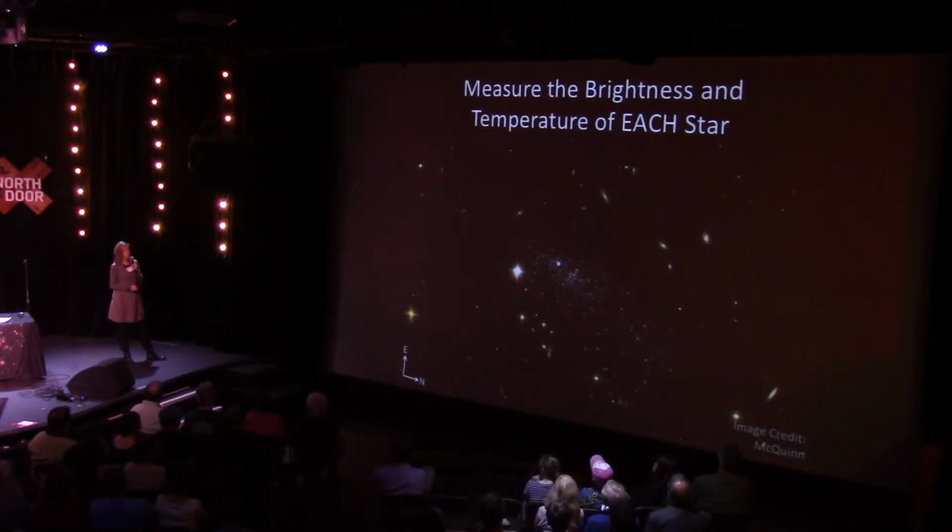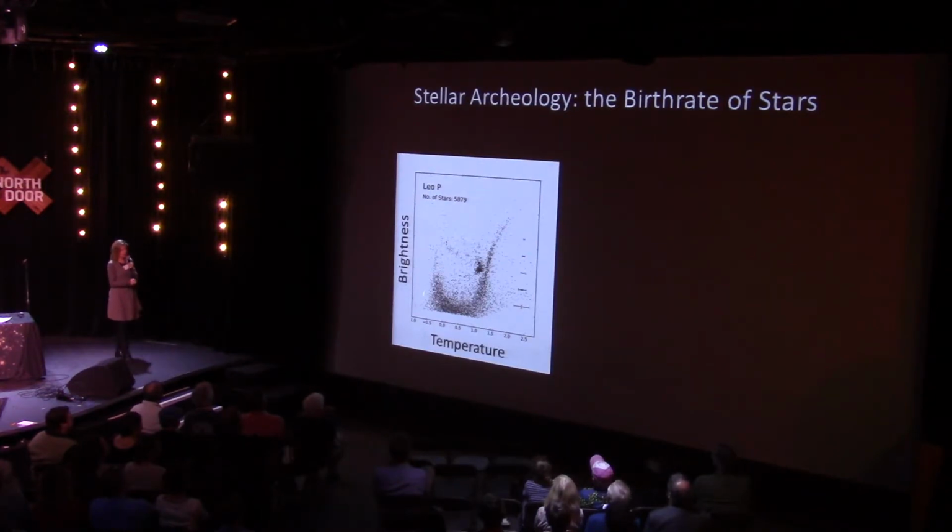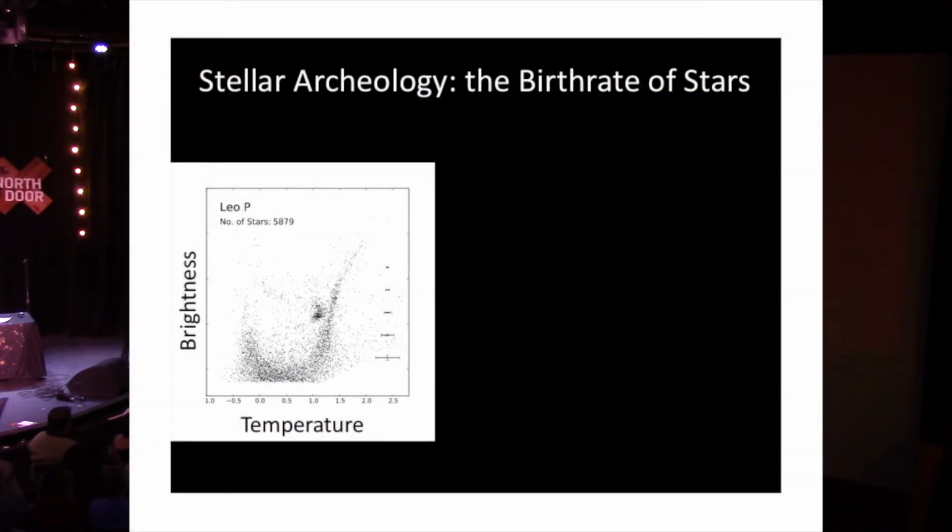And when you plot up those two quantities, you get a graph that looks like this. So you have brightness versus temperature. And there's a lot of structure in this plot. And young stars hang out over here and old stars hang out over here. And so you can age date the stars in a galaxy by just measuring these two quantities.